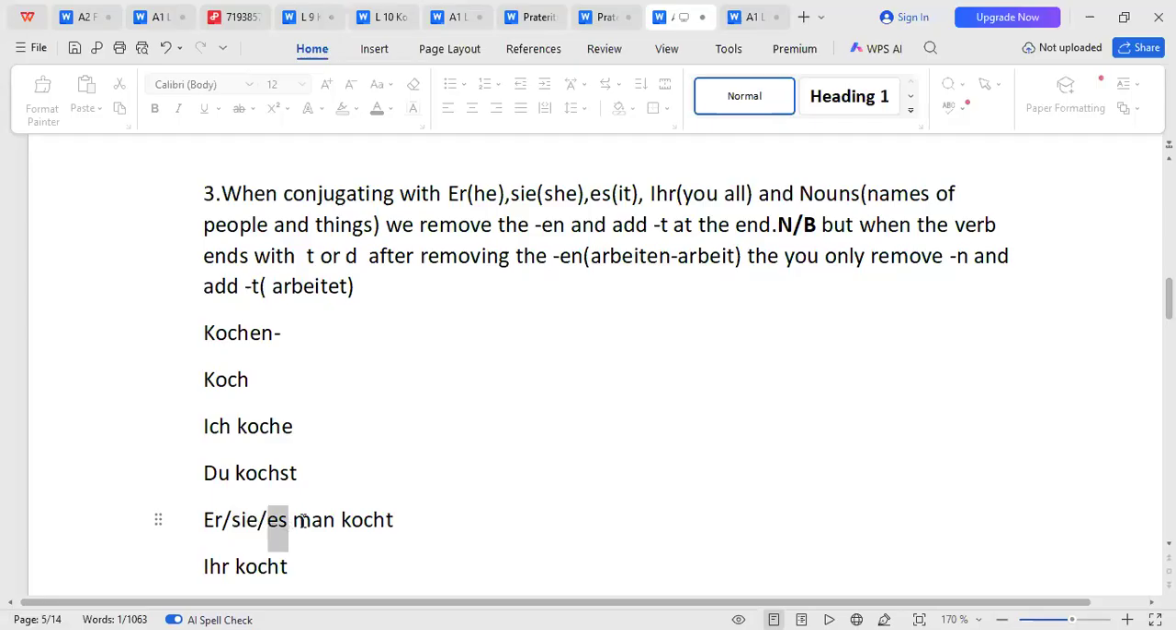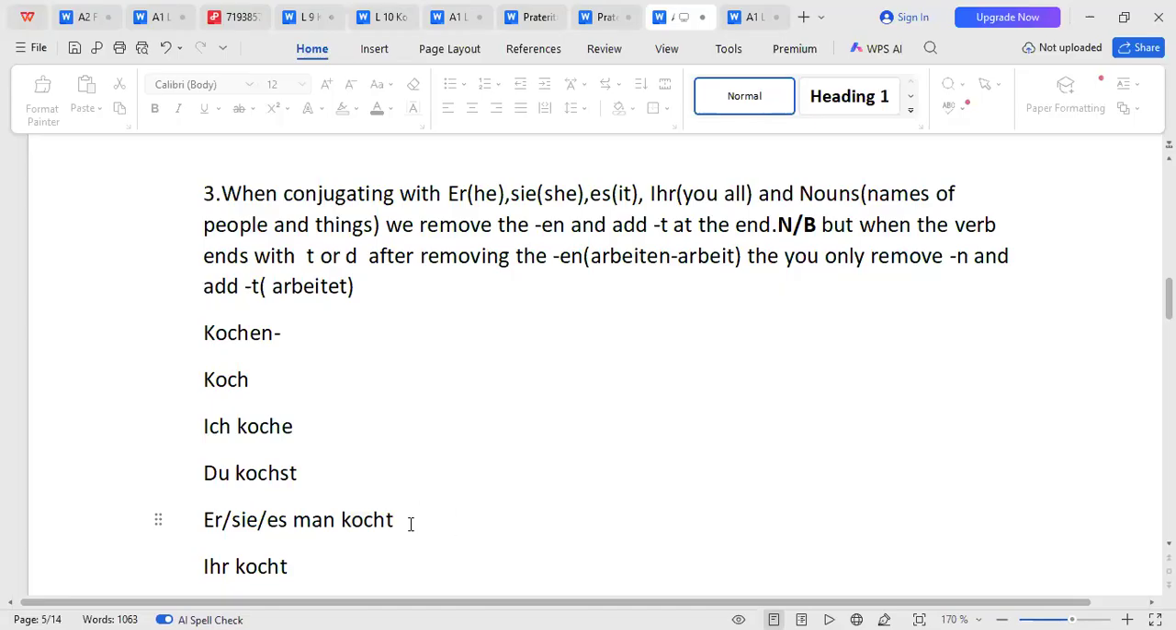Then man here, these are names of people. I like saying man because you just put your name there. Daisy, Benjamin, kocht. So write the koch and add a T at the end. Just T at the end. Kocht. So if I want to say Benjamin is cooking, the verb is kochen.